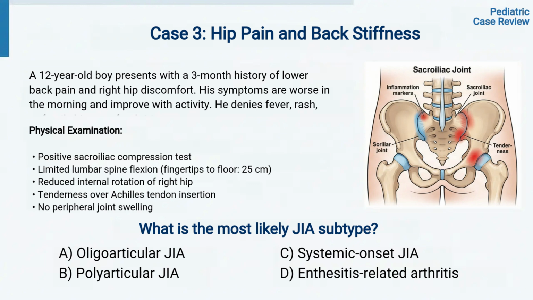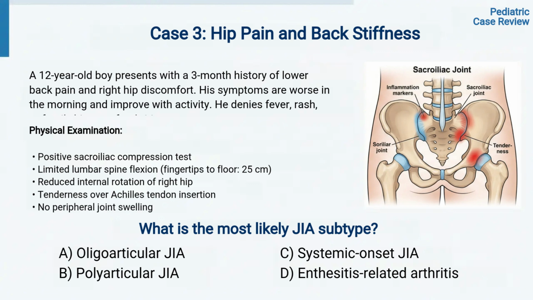Case 3. A 12-year-old boy presents with a 3-month history of lower back pain and right hip discomfort. His symptoms are worse in the morning and improve with activity. He denies fever, rash, or family history of arthritis. Physical examination reveals a positive sacroiliac compression test, limited lumbar spine flexion with fingertips to floor at 25 centimeters, reduced internal rotation of the right hip, tenderness over the Achilles tendon insertion, and no peripheral joint swelling.